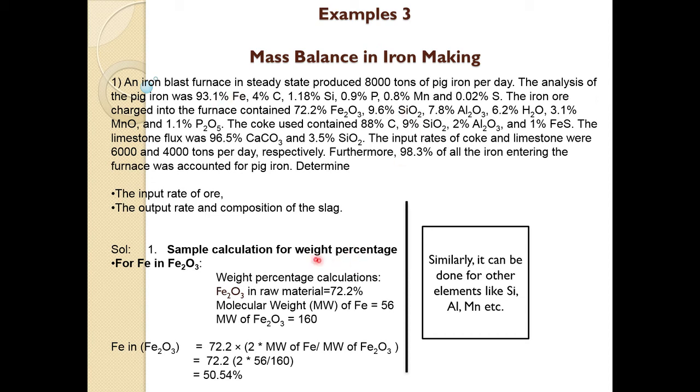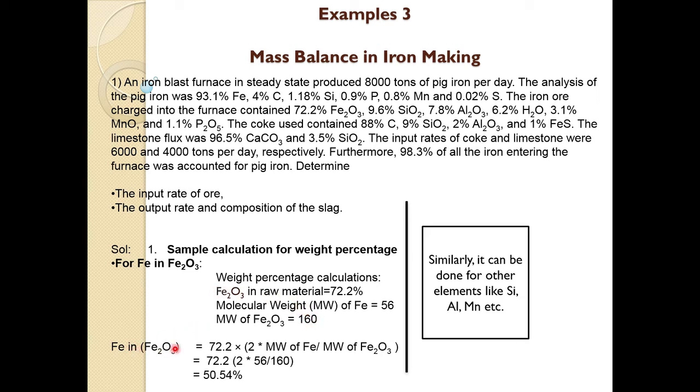The way probably which we can do it, we represent all these values in terms of weight percentage of all the elements. For example, hematite, in this one we can represent iron in terms of weight percentage. So, iron in Fe2O3, it is 72.2% Fe2O3 is there in raw material, and we know the molecular weight of iron is about 56 and molecular weight of hematite is 160 that we are considering as pure.